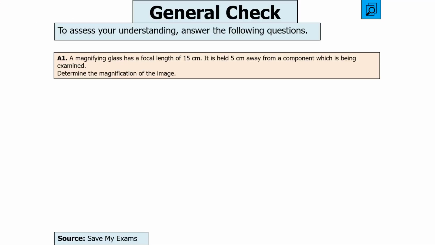So the first question says a magnifying glass has a focal length of 15 centimeters. It is held 5 centimeters away from a component which is being examined. Determine the magnification of the images. So pause the video now, then unpause the video when you want to go through your answer.